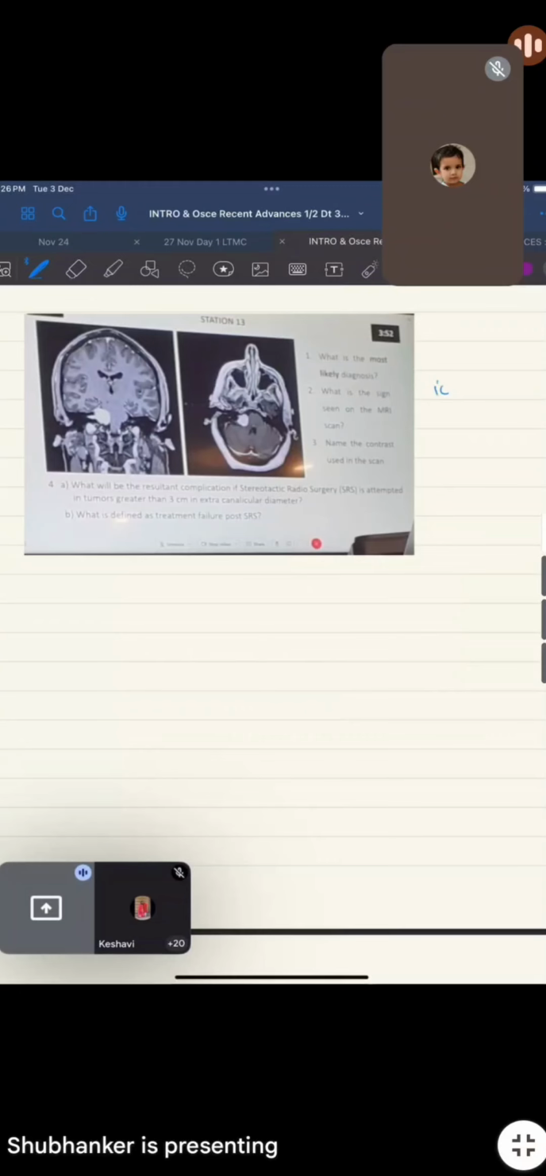Okay. So the answers you all answer correct. This is called as ice cream cone sign. Okay. Answer correct. Number 3. What is the contrast used in this scan? Answer is gadolinium. Gadolinium. Great.